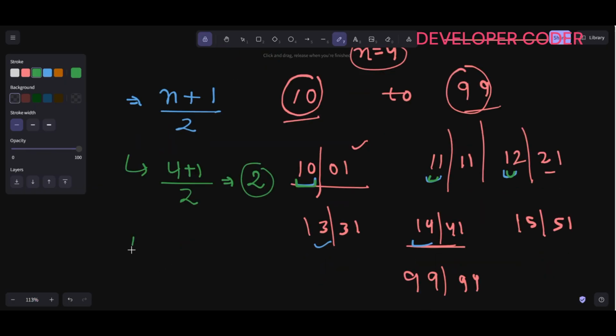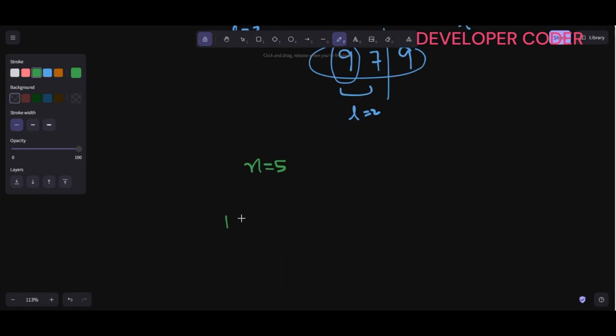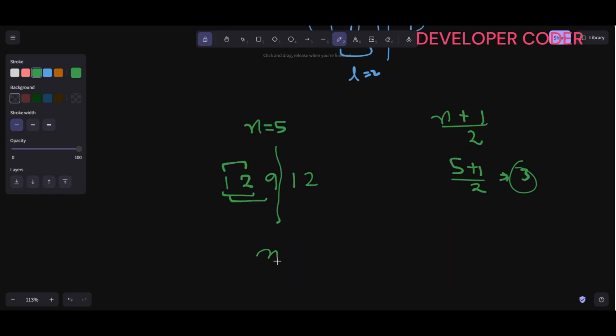And if your n is equal to, let's suppose, 3, so 3 plus 1 divided by 2, again you are getting 2 only. Now you can take a 5 digit number. Let's suppose n is equal to 5, and your number is like this, 12912. So now you should know until here, and here you have to just reverse these two. If you write the formula n plus 1 divided by 2, 5 plus 1 divided by 2, you will get 3. So if you know these 3, for odd number of cases you have to just reverse these two.